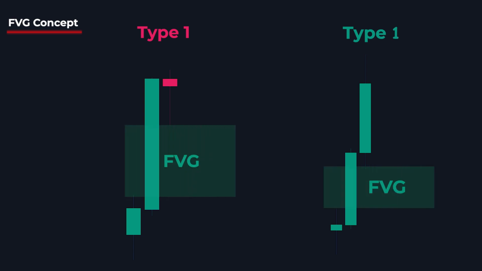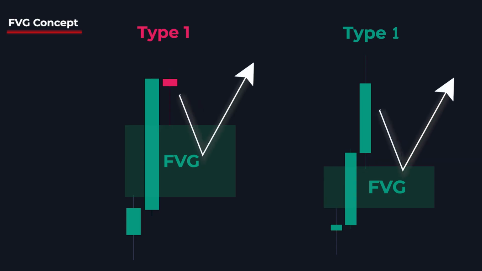A fair value gap happens when the price moves quickly in one direction, leaving a gap between the high of the first candle and the low of the third candle. This means the market didn't spend much time trading in that area. In a bullish market, price often comes back to this gap before moving higher. Traders watch these gaps because they can act as support or a good place to enter a trade.